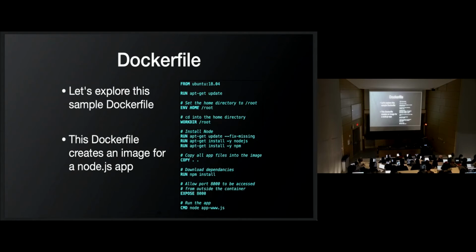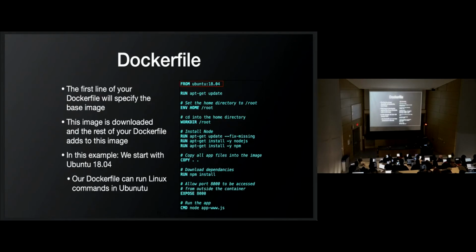So a Docker container, or a Docker image rather, is built using this Dockerfile. And we have specific commands, specific syntax, specific notation to be able to specify what exactly we want in our app. So this Dockerfile is going to spin up a Node app that I'm running on app.www.js. And it's going to go through all the steps of installing things and how to get this set up. So let's go through this line by line.